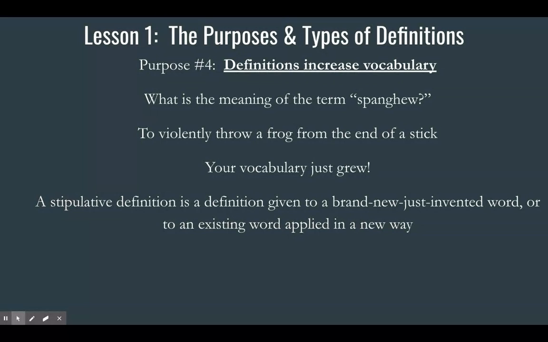Or think about words like cool. 100 years ago, cool was only used in reference to the temperature. Now cool is almost never used in reference to temperature. Those are stipulative definitions. We're giving a definition to a word that's either brand new, like laptop, or a word that's being used in a new way, like cool. So blog. You all know what a blog is. 20 years ago, that wasn't a word.